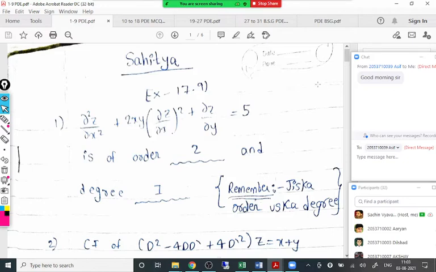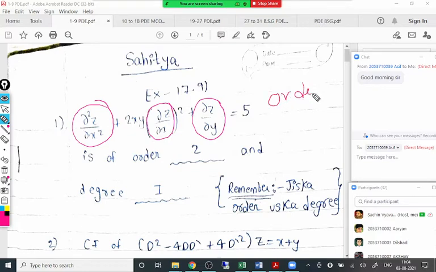To remember this, a sentence is written, जिसका order उसका degree. These are shortcuts for some sentences that you can use to remember how to get the degree and the order of a differential equation. The order of a differential equation is the highest order differential coefficient present. If you observe, this is a second order differential coefficient, this is first order, and this is again first order. So the highest order differential coefficient present is 2, so the order is 2.